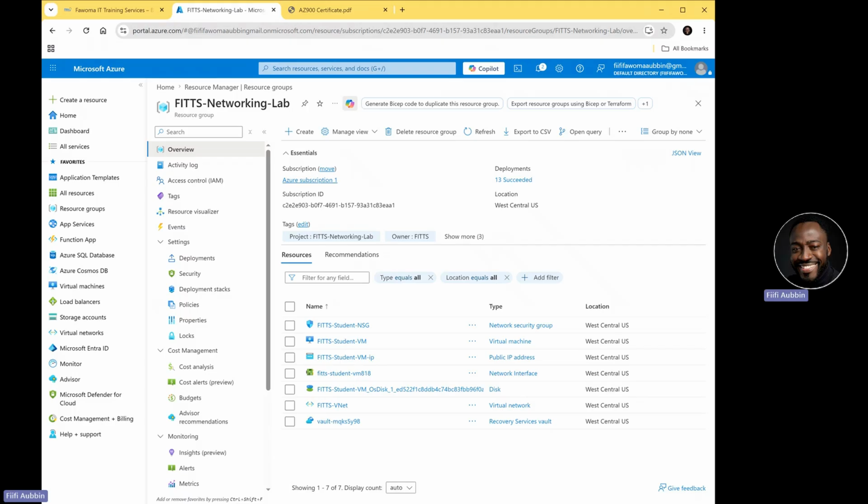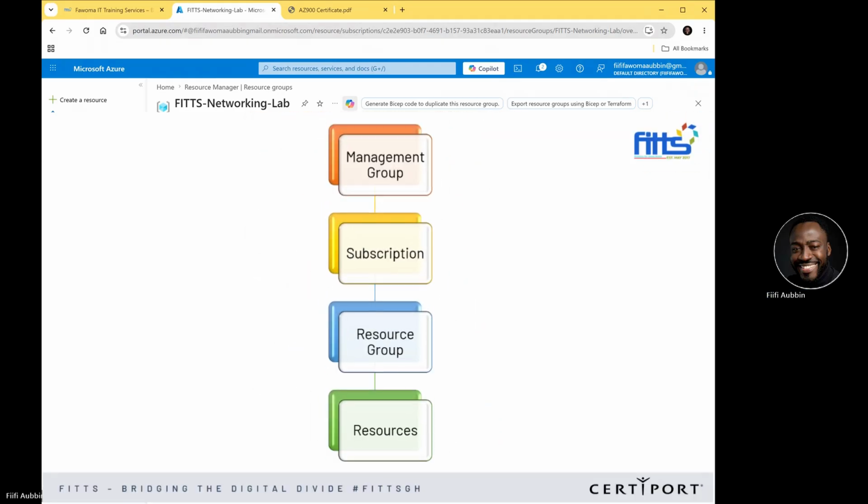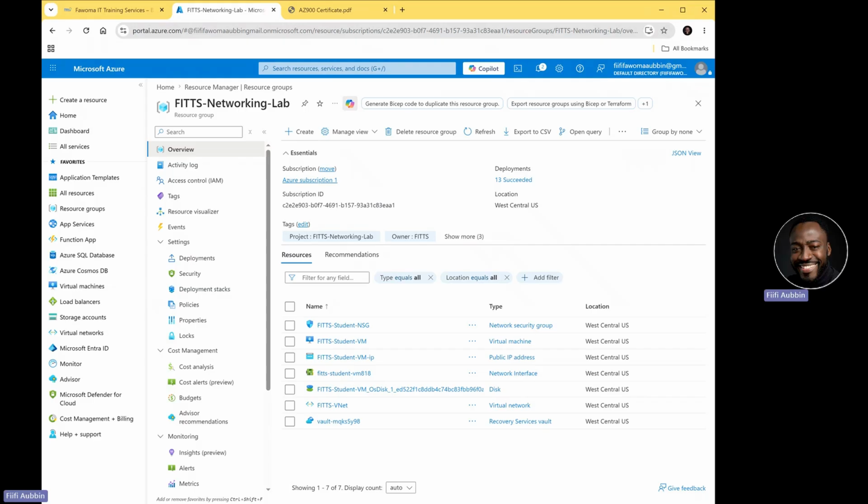And if I were to create an Azure storage account, that would become another resource inside this particular resource group. And if I deployed Azure SQL database, that would also become another resource. So the hierarchy is now going to look like this. And everything you create in Azure eventually becomes one of these resources.